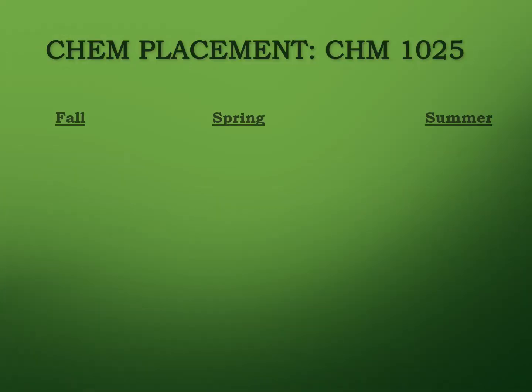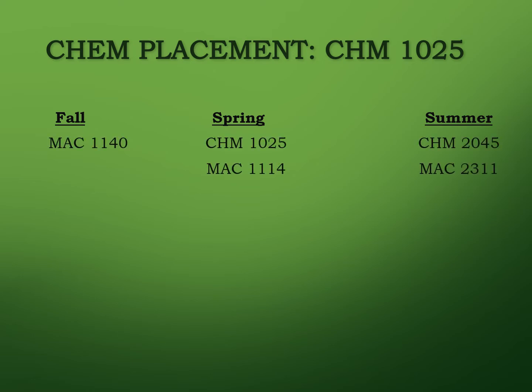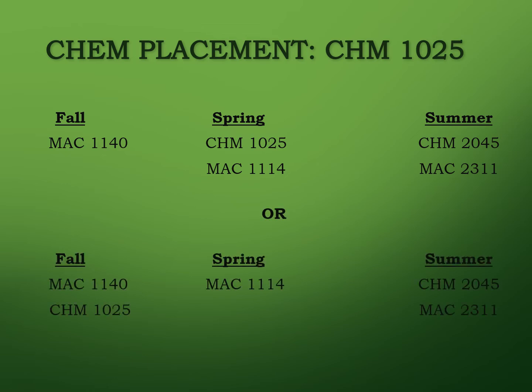So what this looks like is a hypothetical fall, spring, summer schedule. Here's my first example, which shows the student taking Mac 1140 in the fall, if that's where they place, and then taking Chem 1025 and Mac 1114, so Trig and Intro to Chem, in spring, and then taking Chem 1 and Calc 1 in summer. Now, our alternative schedule is the student taking Mac 1140 and Chem 1025 in fall, and then Mac 1114 is the only class the student is taking in spring, and then of course summer is the same.